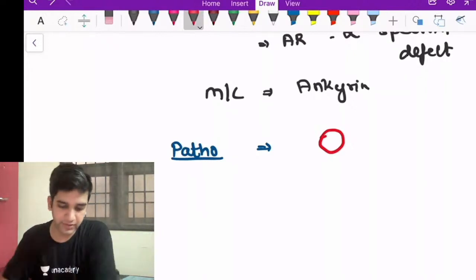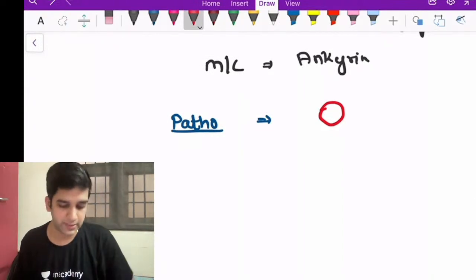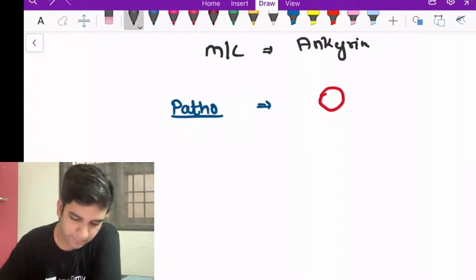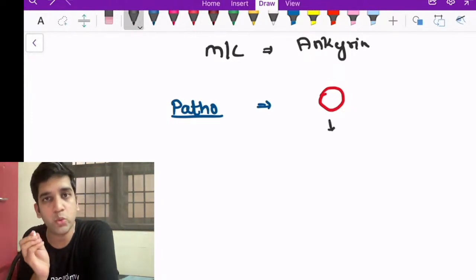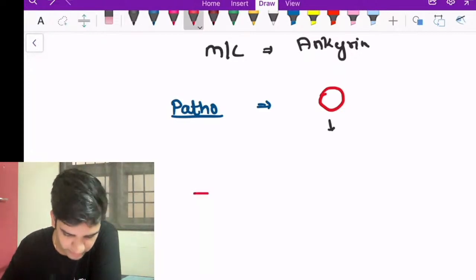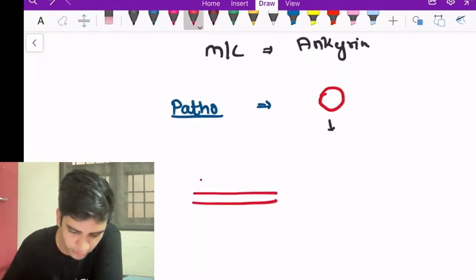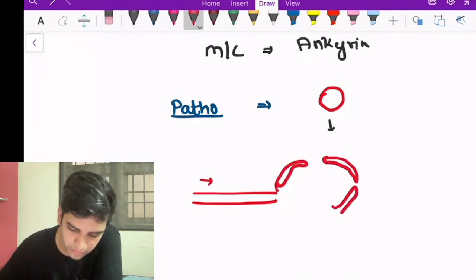So what's going to happen here is, sorry for the sound backlash, it's raining here, right? Fine. This spherical RBC will not be able to traverse the splenic sinusoids. I'm having a spleen sinusoid like this. Let's assume this is an afferent vessel for a spleen. The sinusoid will be like this, right? Sinusoid has a fenestrated endothelium. I'll have just tiny little bit of gaps.